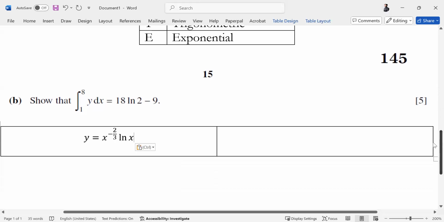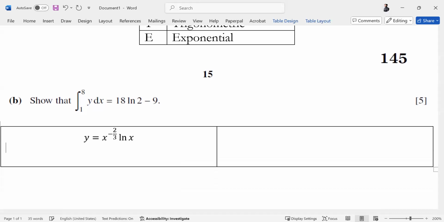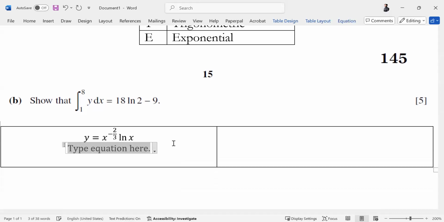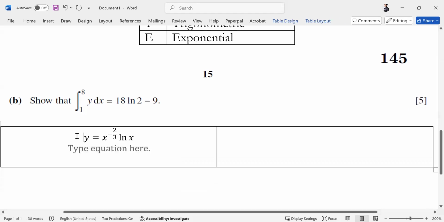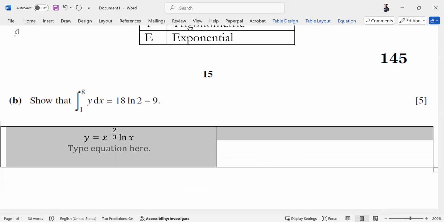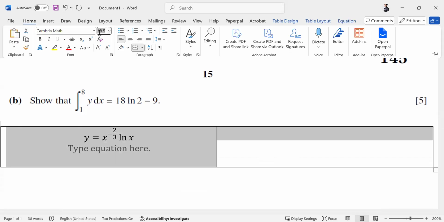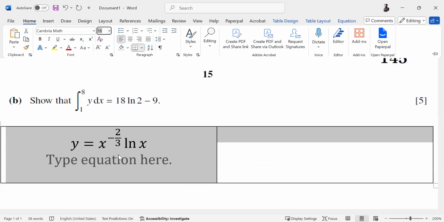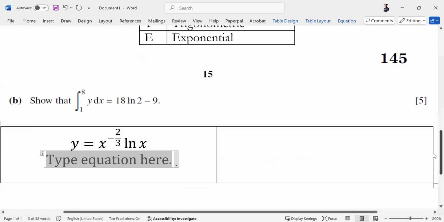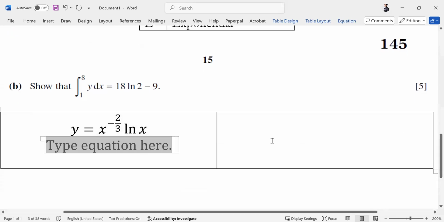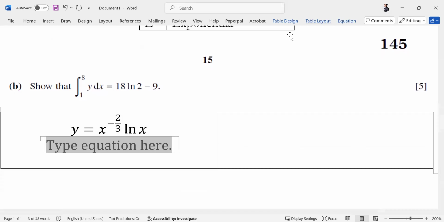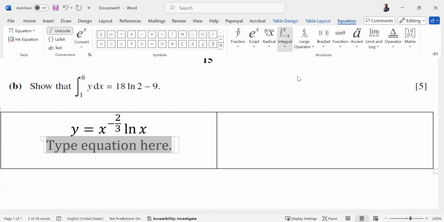Let's look at a few questions regarding integration by parts. In this question, we are supposed to integrate this y dx. I have provided you with y so that you are not confused about what y is. Part 1 was concerned with y. So y was x to the power minus 2 over 3 ln x, and now we are supposed to integrate this entire thing.